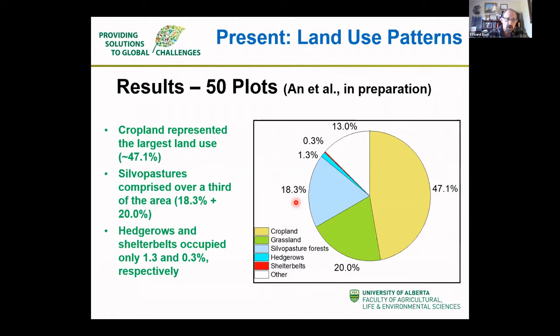In contrast, the hedgerows and shelter belts comprised only a very small fraction of these landscapes. The hedgerows actually occupied only 1.3%, and the shelter belts 0.3%. And I'm sure all of us who are familiar with this region that have driven around central Alberta, or even anywhere in Western Canada, kind of in that parkland type habitat or zone, are very familiar with the shelter belts. Really, yeah, you do see them, but they don't represent a very big footprint in the landscape. And that's what this is really confirming, followed by hedgerows, but then these silvopastures that are quite common.